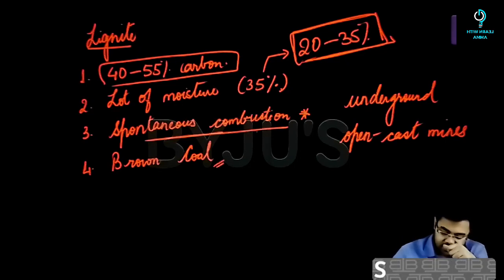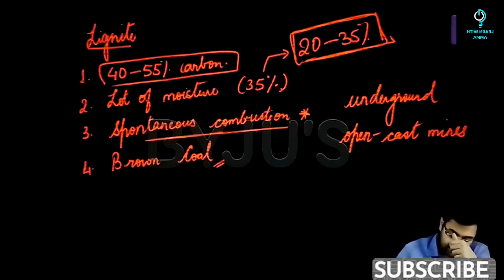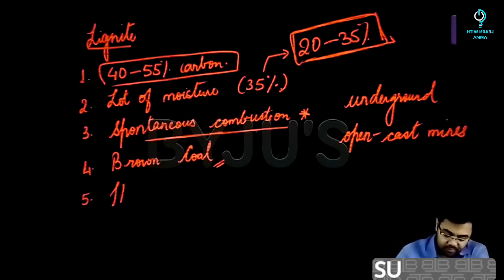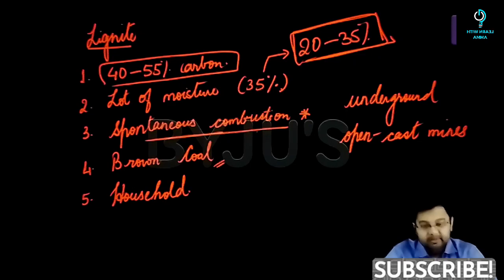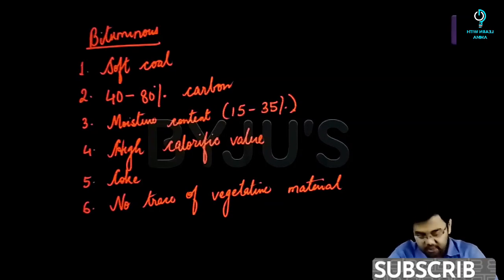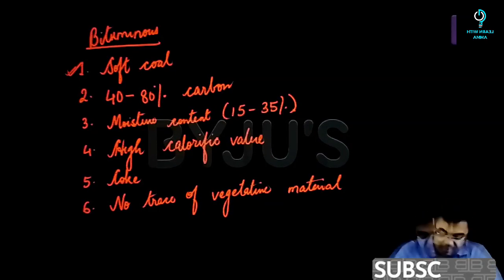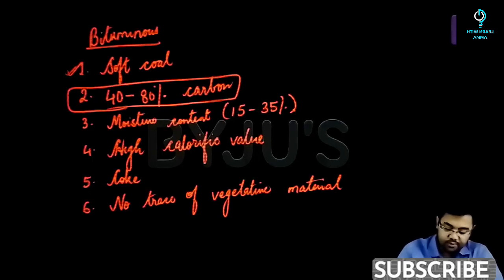And again, as we already discussed, it is also called brown coal. Application area, if we talk about, mainly it is for household or domestic purposes. Then apart from that, the next one that you have is bituminous coal. When it comes to bituminous coal, first of all, it is also known as soft coal. The carbon content is 40 to 80%.